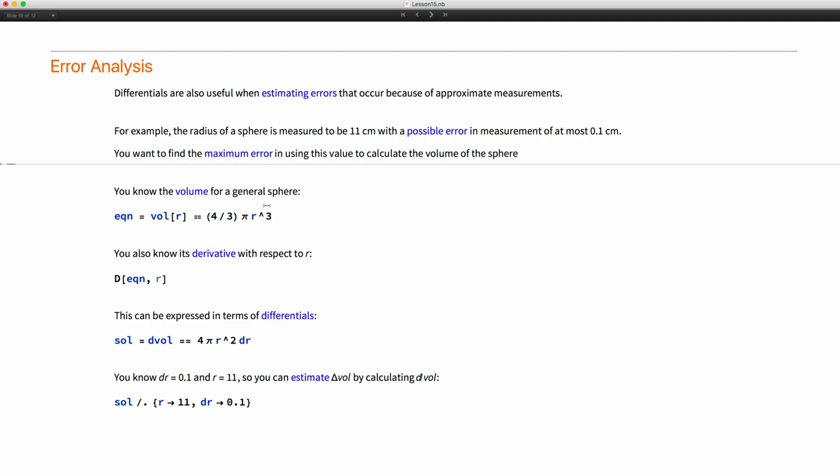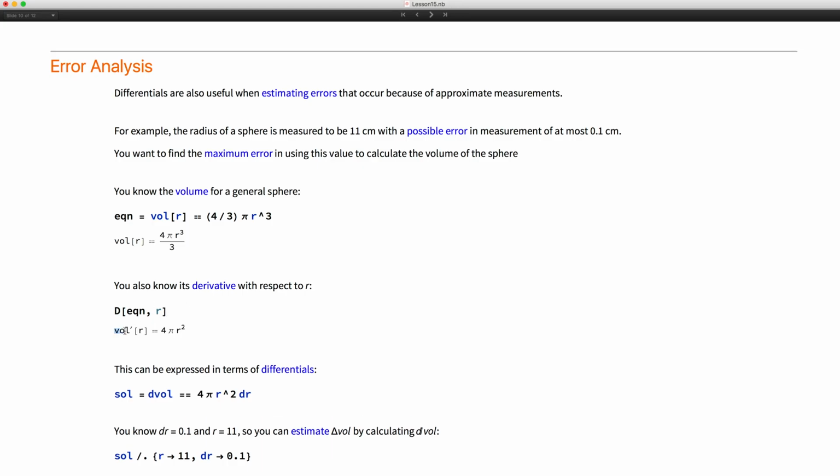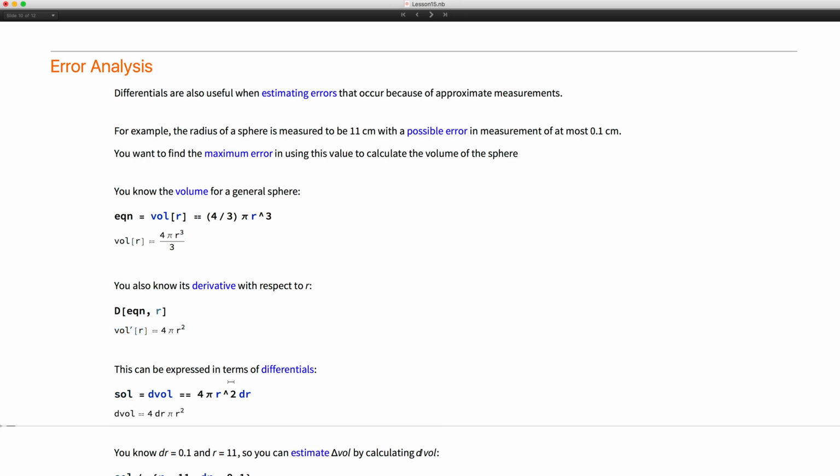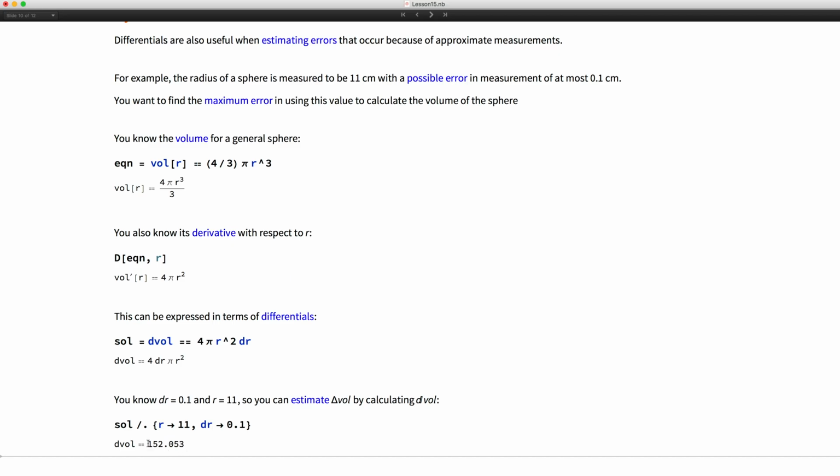Now, the volume of a sphere is 4/3 pi r cubed. So you differentiate that equation. Now, volume prime is the same as d volume over dr. So you can rewrite the equation as d volume equals 4 pi r squared dr. And then because r is 11 and dr is 0.1, that's the error, you can work out the error in the volume. And it turns out to be approximately 152.